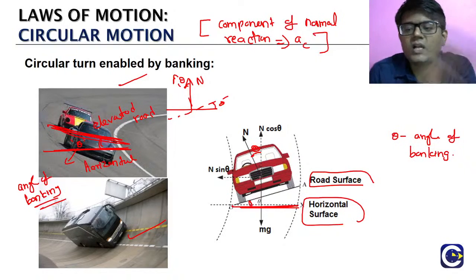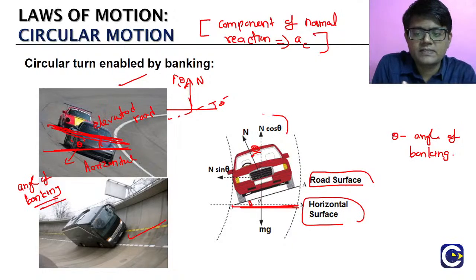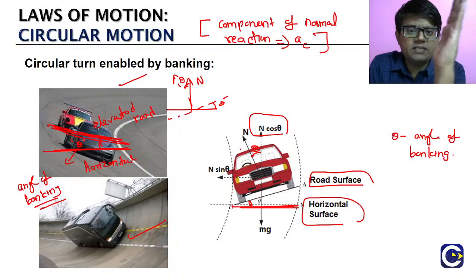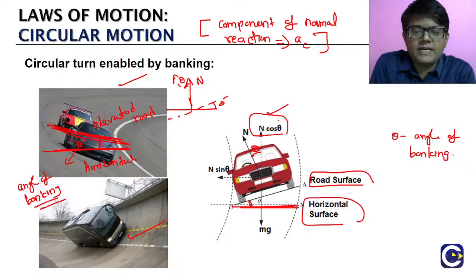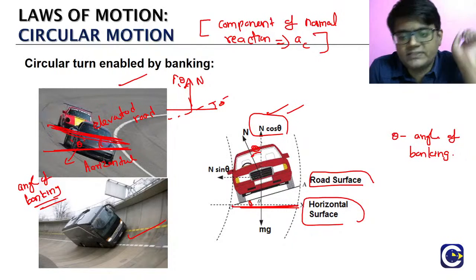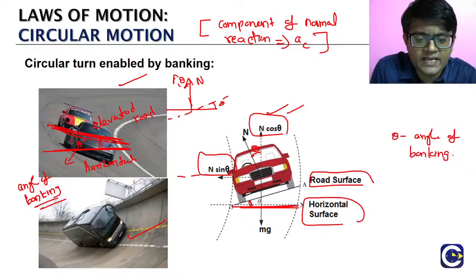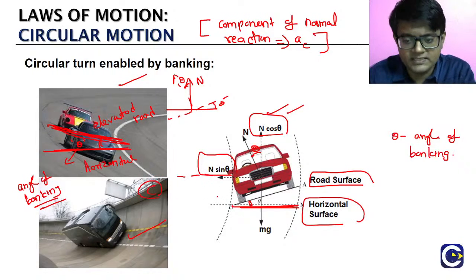When we resolve the normal reaction into components, the normal reaction is tilted. The vertical component, because it is making an angle theta with the vertical, is N cos theta. The horizontal component will be N sin theta. This is where the center of the circle is.